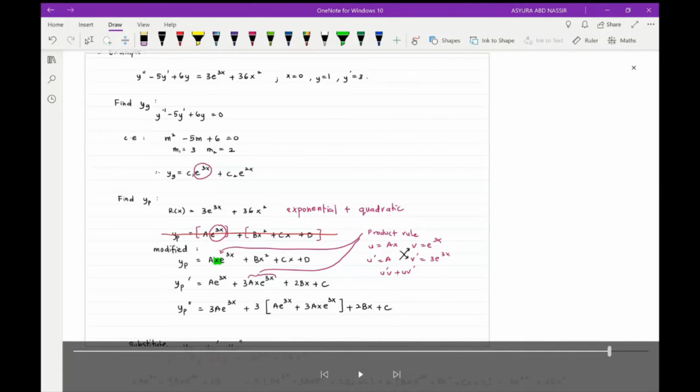Okay, and you will get this one. Remember you need to use the product rule again. So that's why you will have 3ae^(3x) plus 3axe^(3x), this one, by using product rule. And then simplify, you will get 6ae^(3x) plus 9axe^(3x) plus 2b.